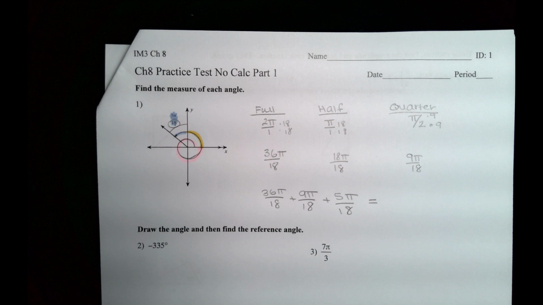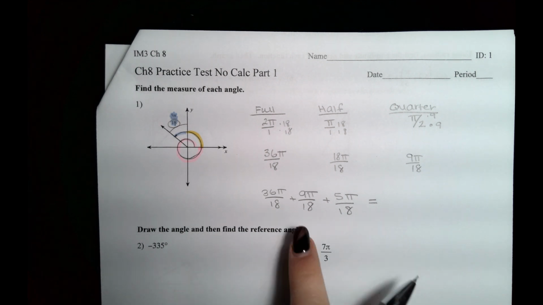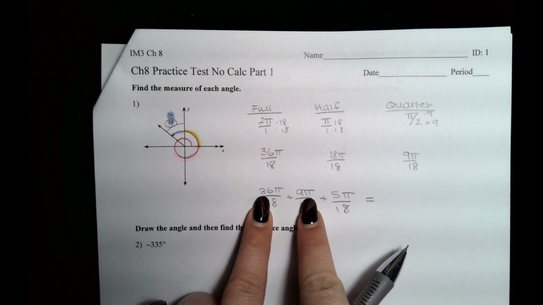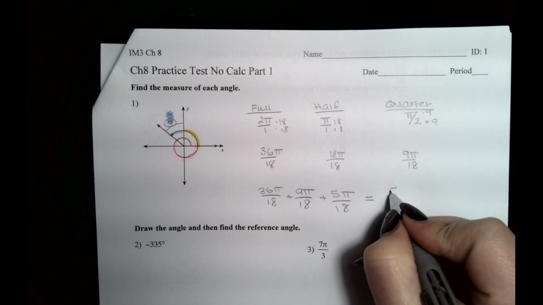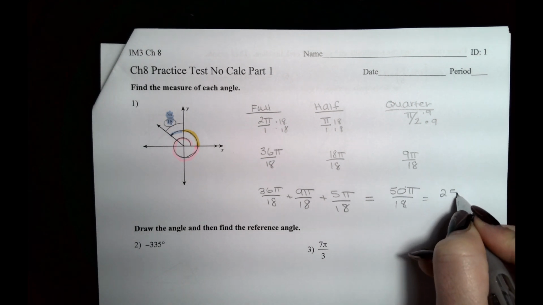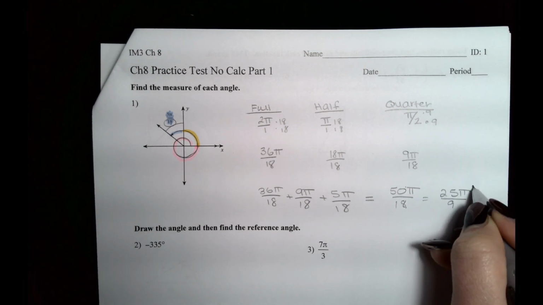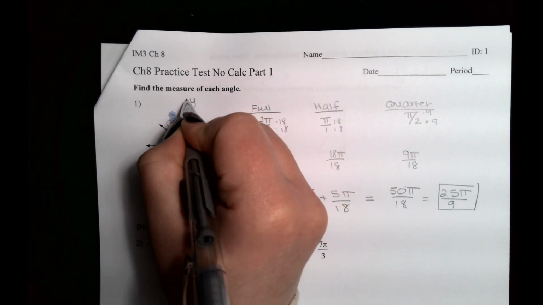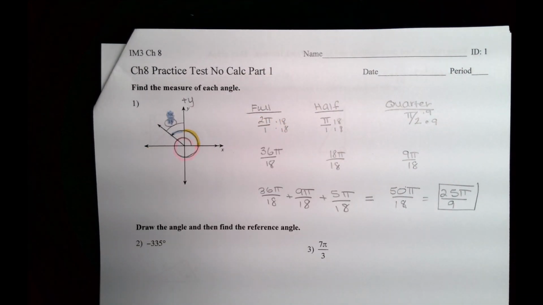Okay, so we do need to simplify. We are at 50 pi 18ths. Divide by 2, divide by 2, we are at 25 pi ninths as our answer. We are positive. We ended up going towards the positive y's, so it is a positive angle.